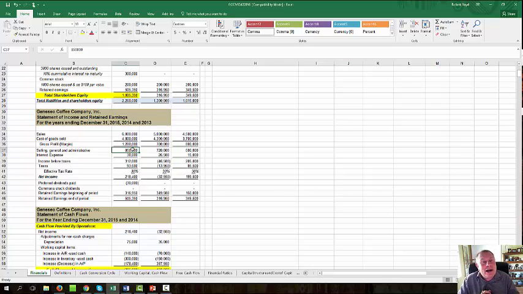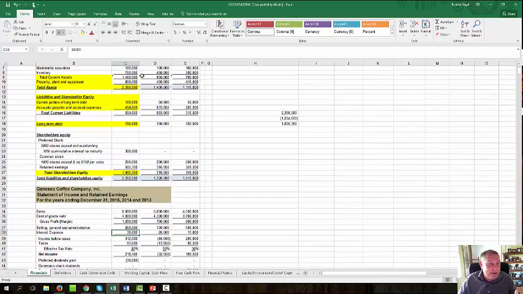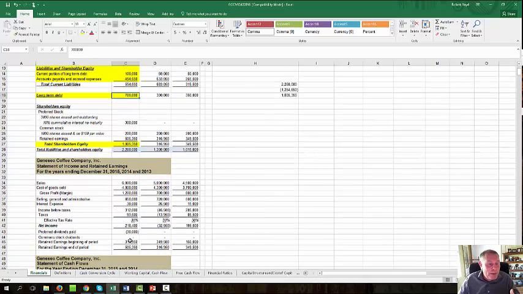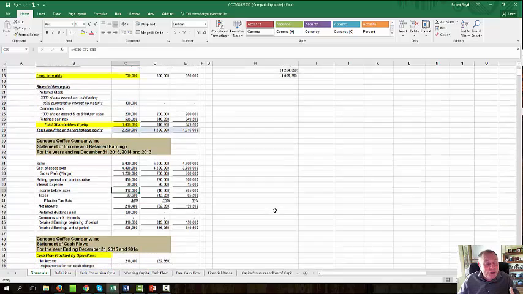Then, subtracting from that is the general and administrative. These are the costs that aren't directly involved in producing the product. So that would include your legal expense, your marketing expense, your management expense. And then there's interest expense, and that's what we pay for the use and forbearance of money. That's the interest on our current portion of long-term debt and our long-term debt. That gives us income before taxes.